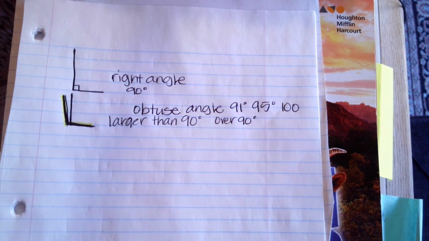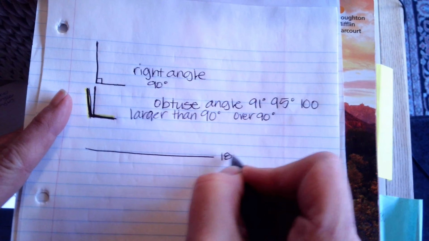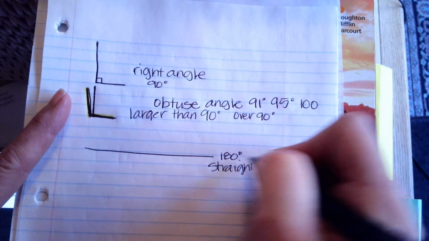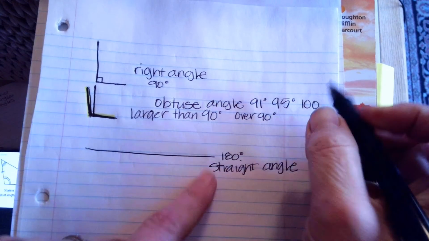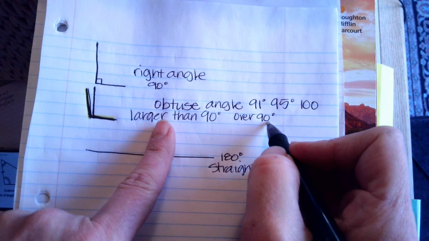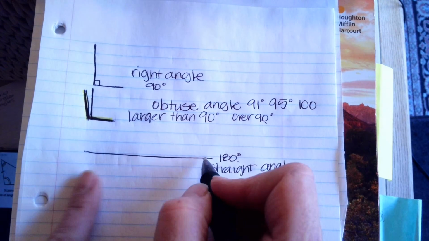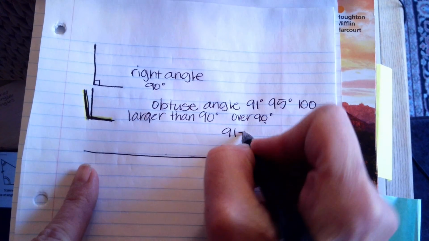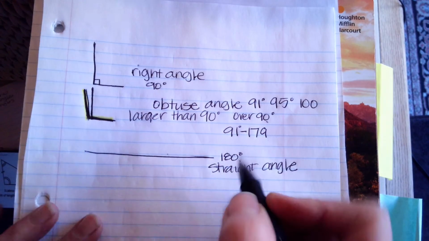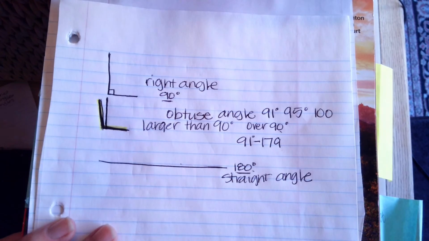Now, there is a limit. I don't know if you found out about this. This is 180 degrees. Yes, I just know. So this is called a straight angle. So we now know that an obtuse angle could be anything over 90, but not 90, right? But it also can't be 180. So it's anything between 91 degrees and 179 degrees. As soon as we get to 180, it's a straight angle. As soon as we get to 90, it's a right angle.